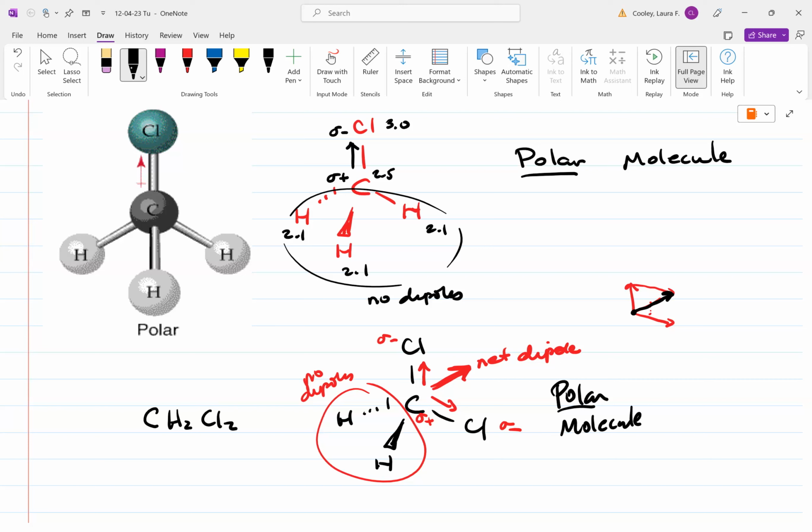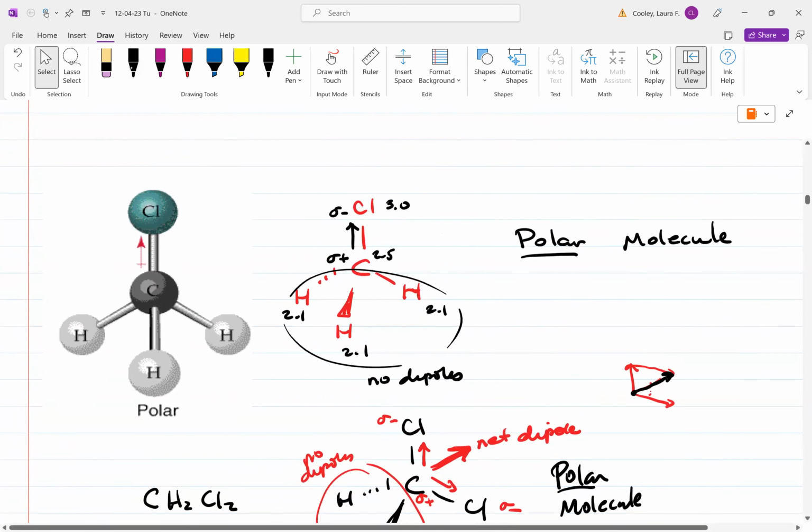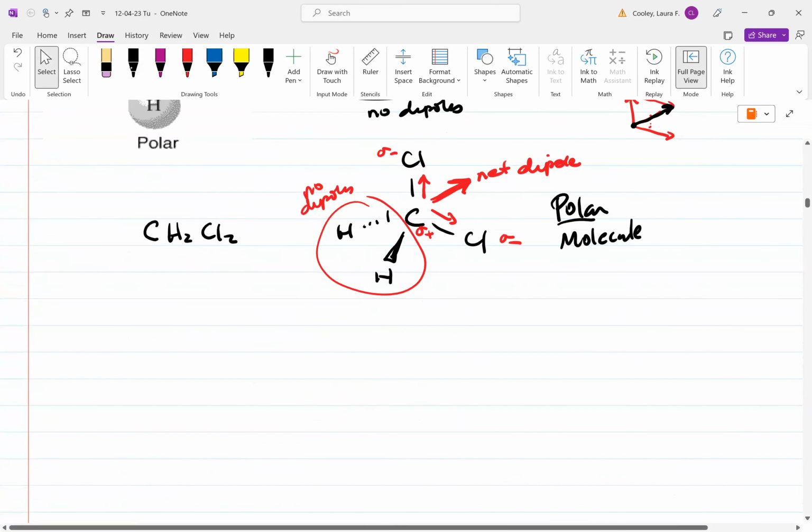Okay, so the case for tetrahedral: if you have 4 equivalent, non-polar bonds. And if you have anything else with tetrahedral, if you have polar bonds, you will have some polarity, because they won't cancel. You have to have the 4 for the cancellation to happen.